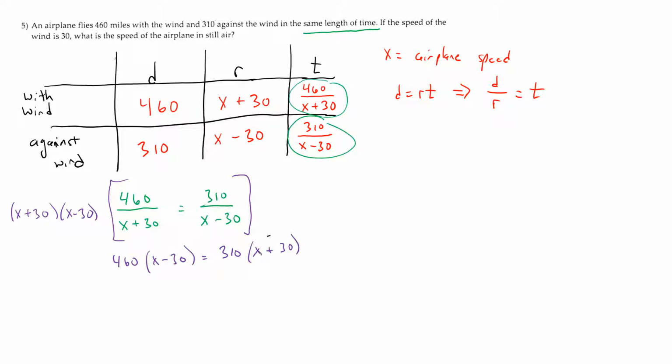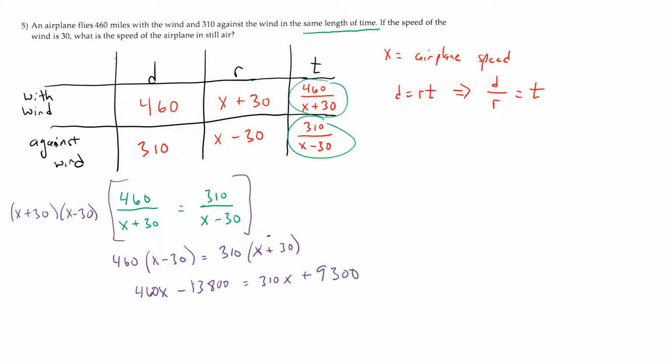And now we just finish up this equation so we can distribute. First we distribute to remove the parentheses, so we have 460x minus, now I'm going to use my calculator, 460 times 30. So 460 times 30 looks like it's 13,800 equals 310x plus 310 times 30. Looks like it's 9,300.